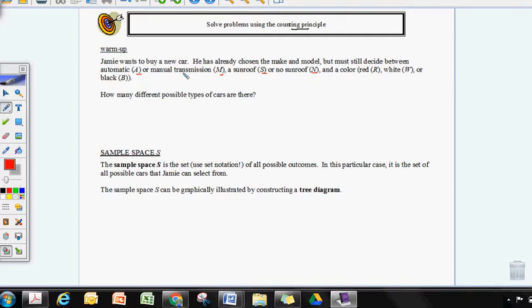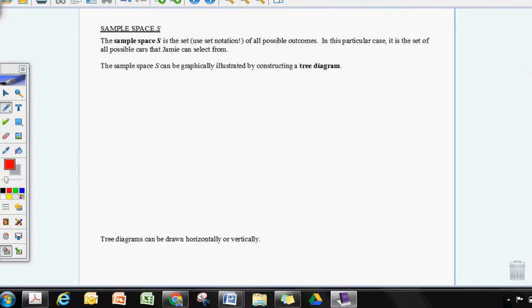Now, I know some of you have gone through this before, so let's take a look. He knows the make and model, but the types of transmission: there are 2 types of transmission. And there are 2 options for sunroof or no sunroof. And then there are 3 colors. So if I multiply all of those independent choices together, it gives me 12. Now, I am guessing that some of you have seen that before.